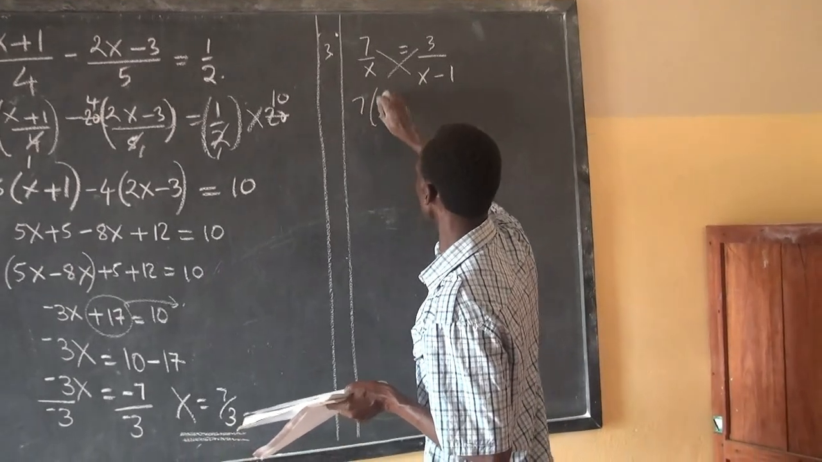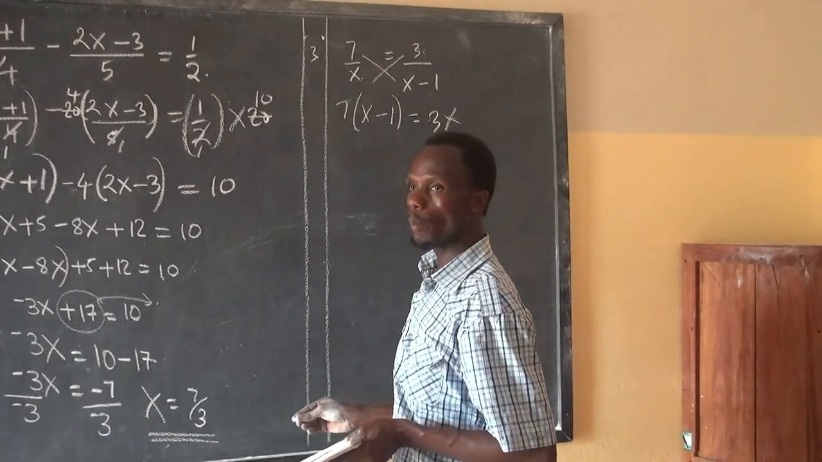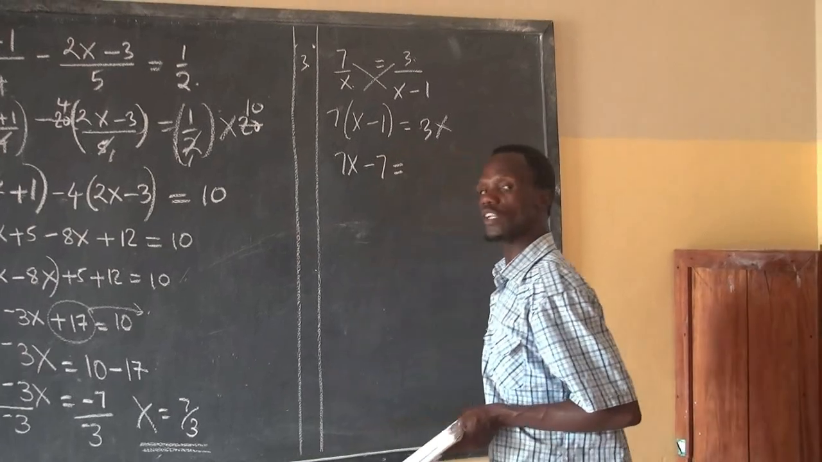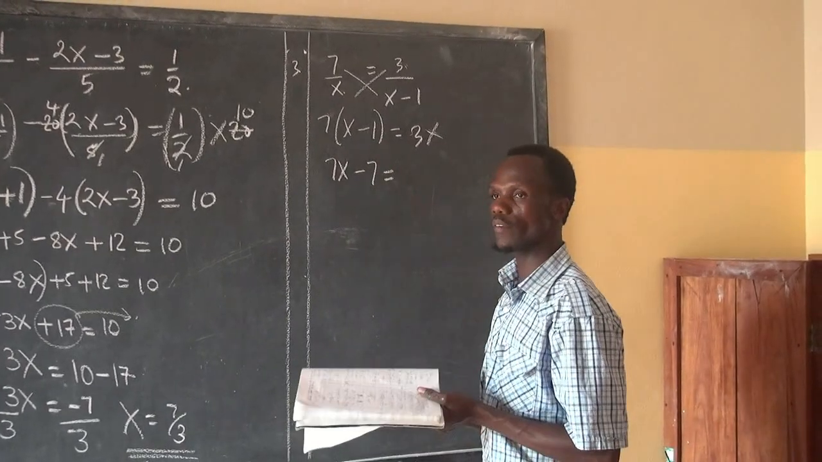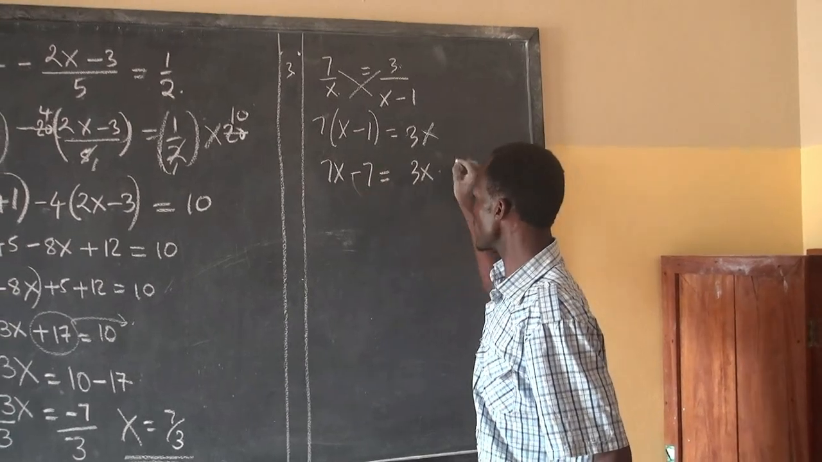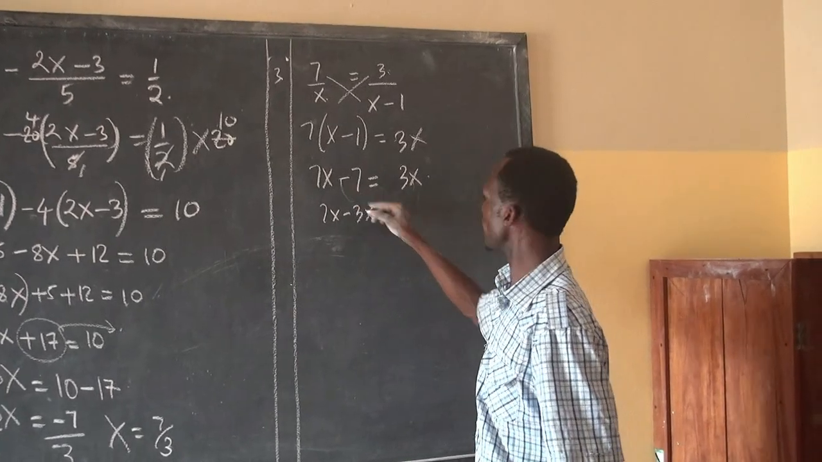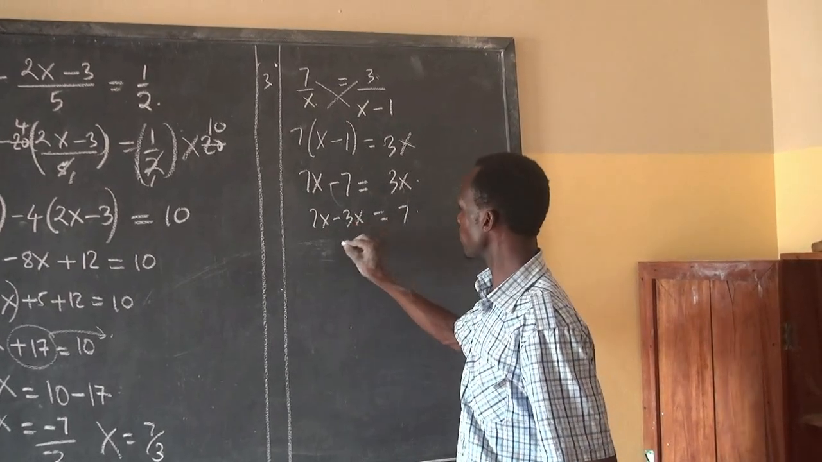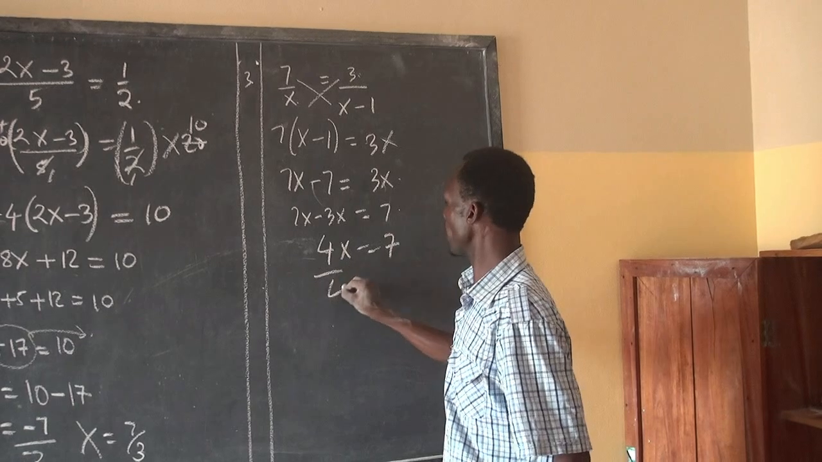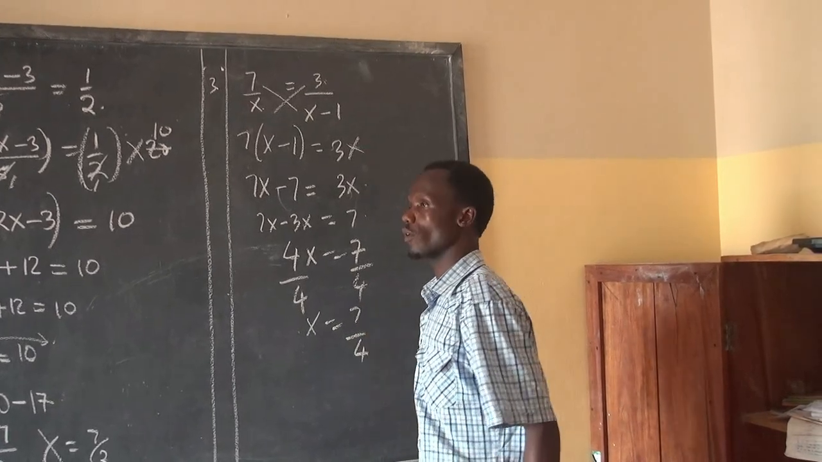Now 7 in bracket x minus 1 is equal to 3x. Open the bracket, now we have 7x minus 7, 7 times x, 7 times 1, which is equal to 3x. Now taking this side and this side, 7x minus 3x is equal, now this was negative, becomes positive. Now here it is 4x is equal to 7. Now we divide by 4. Now x is equal to 7 over 4. That's how we find it.